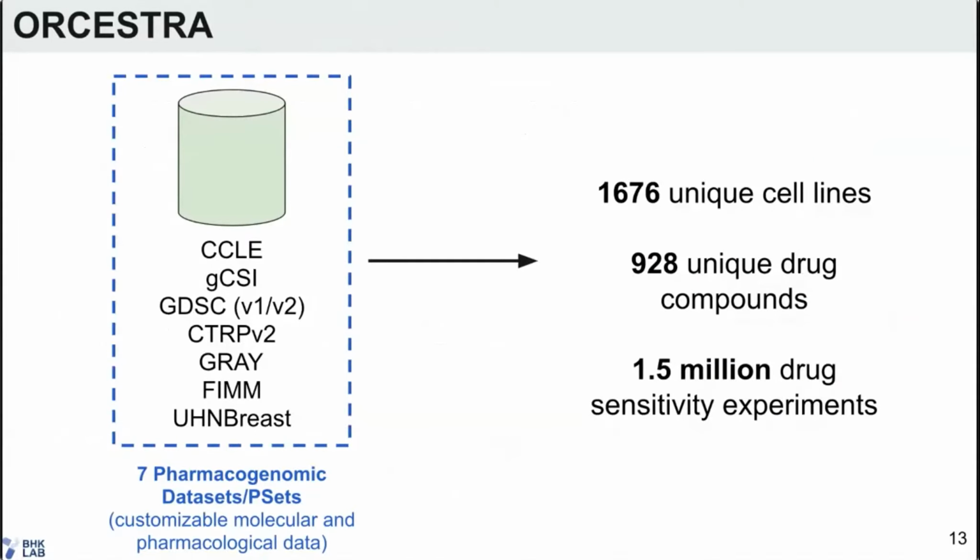Ultimately, ORCESTRA hosts 7 pharmacogenomic datasets, which include CCLE, GCSI, GDSC V1 and V2, CTRPV2, Gray, FIMM, and UHN Breast, all with customizable molecular and pharmacological data on the platform. And this gives rise to the exploration of 1,676 unique cell lines, 928 unique drug compounds, and 1.5 million drug sensitivity experiments.